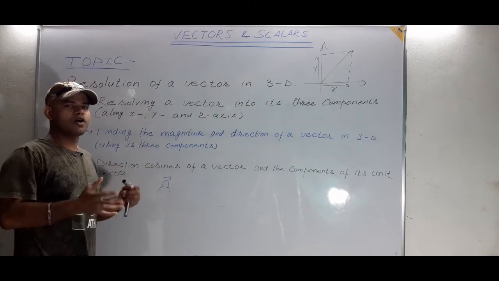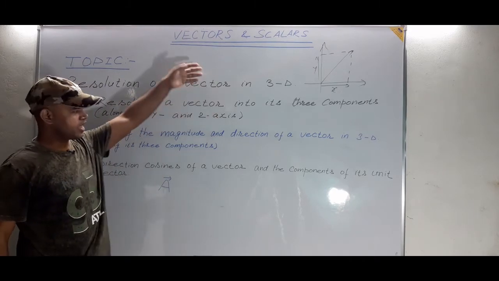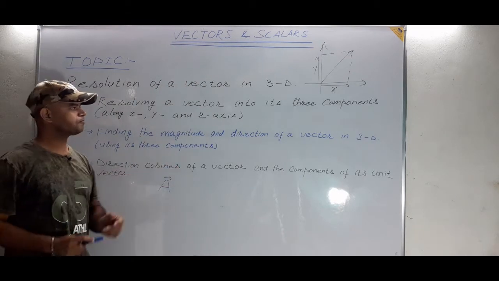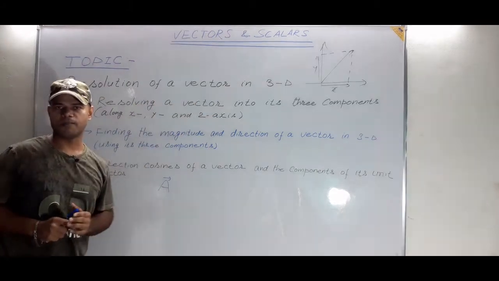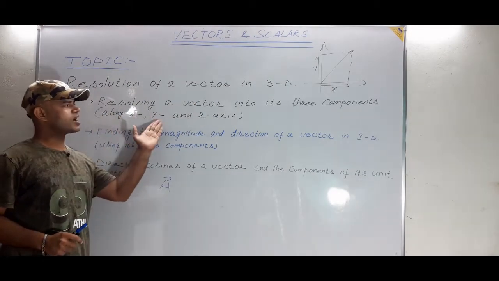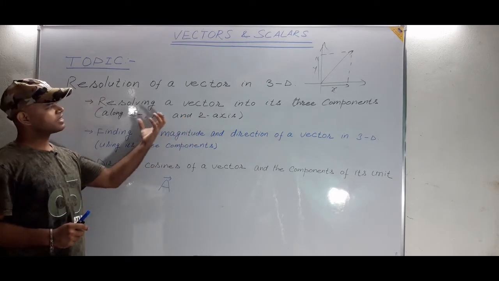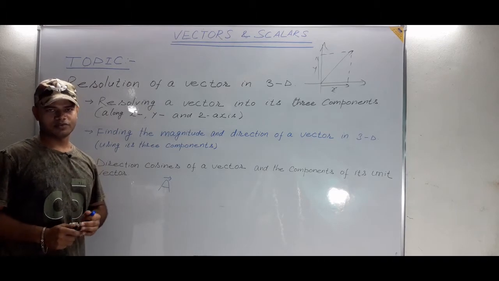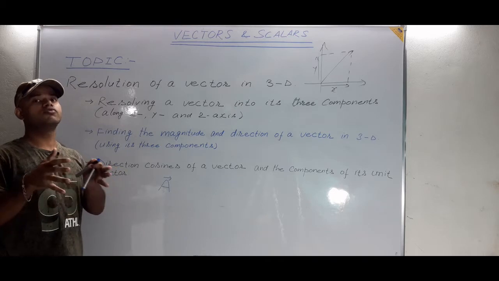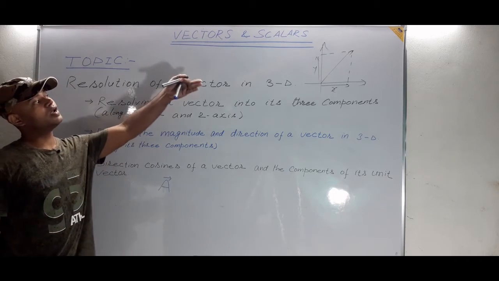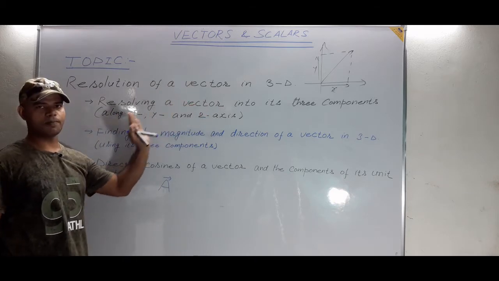Why do we do that? All these things we'll see. Under resolution of a vector in 3 dimension, we have the following subtopics. First, we'll resolve a vector into its 3 components, namely along the x-axis, y-axis and z-axis. Why do we take the components of a vector in 3 dimension? If we could do it in a plane, then why do we need this? We'll study this under this subtopic.